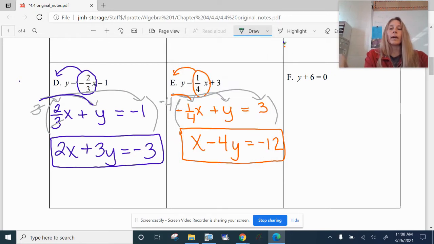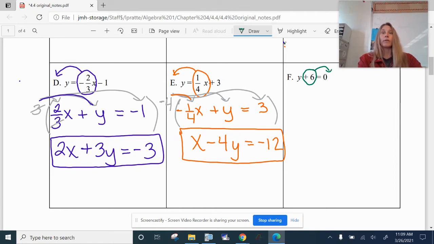Now, if I take a look at example F, the y is already on the one side. I don't have an x term here, but I do have a constant, and the constant needs to be on the opposite side of the variables. So I'm going to move my 6 over, which will effectively give me y equals negative 6.